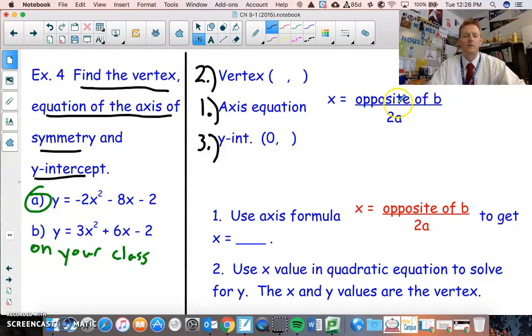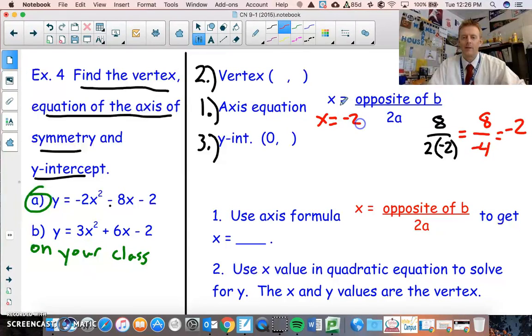Opposite of b means that we're just going to look at the value for b, in this case it's a -8, so the opposite of it would be a +8, and then over 2 times our a. Our a was a -2. So then we do this math and we find out that this is equal to 8 over -4, which is equal to -2. So my axis of symmetry equation is going to say x is equal to -2. Now that's important. That's step 1.